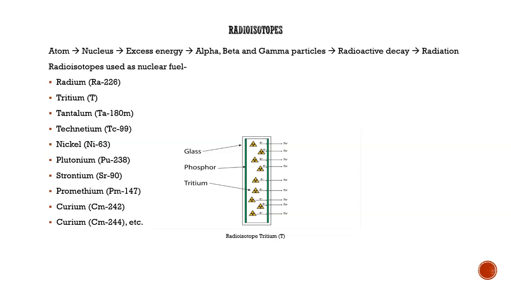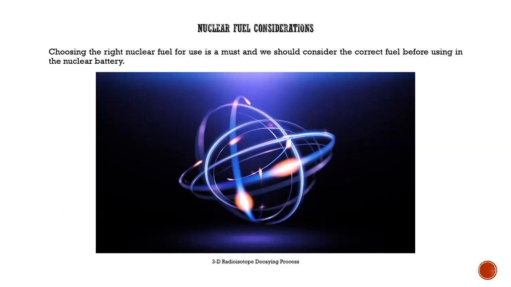Some of the radioisotopes which are used as nuclear fuel are radium-226. So we have tritium, we have tantalum 180m, then we have technetium 99, we have nickel 63, we have plutonium 238, we have strontium 90, we have promethium 147. We use curium 242 and curium 244 also. So these are the radioisotopes that can be used as fuel.